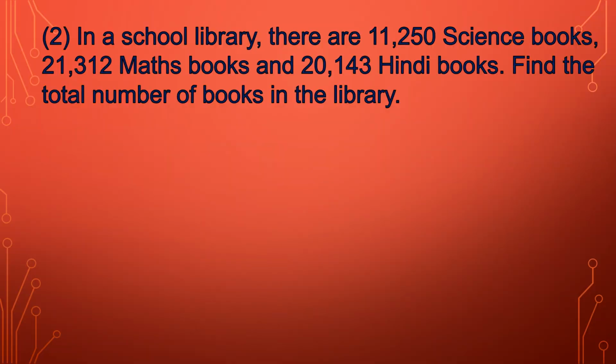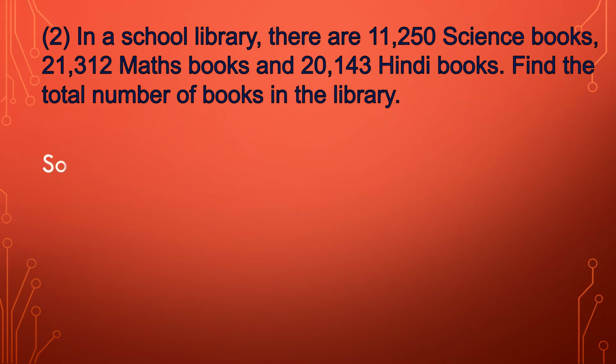Question number 2. In a school library, there are 11,250 science books, 21,312 maths books and 20,143 Hindi books. Find the total number of books in the library. What we have to do in this question? Addition or subtraction? Read the last statement carefully. Find the total number of books in the library. That means we have to do addition.